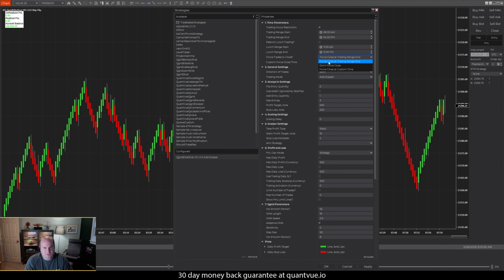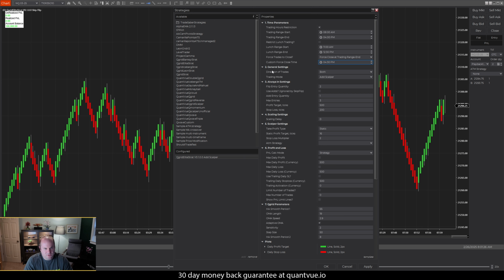Next one is force close. You can force close at your trading range end, which is this number up here, that 4 p.m., whatever you set that to. You can don't force close, which means it will stay in the trade until you close it at the end of the day. And then force close at custom time. If you selected that, you would just put in a custom time here, and then it would exit as soon as it hits that time.